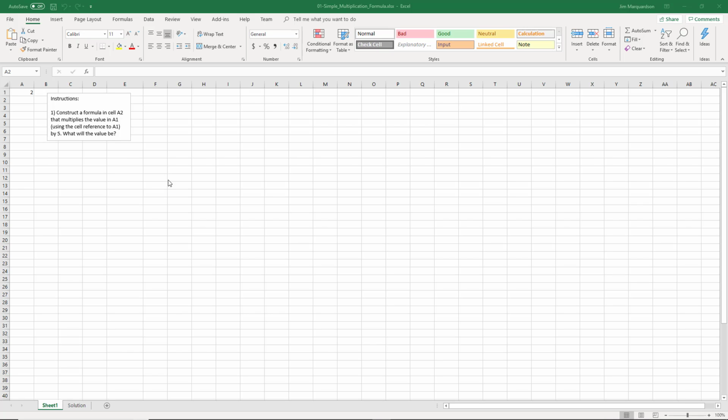Okay, this is going to be quick. So construct a formula in cell A2 that multiplies the value in A1 by 5. That formula is pretty simple. I'm going to highlight cell A2, say equals, click on cell A1, I'm going to say times 5.